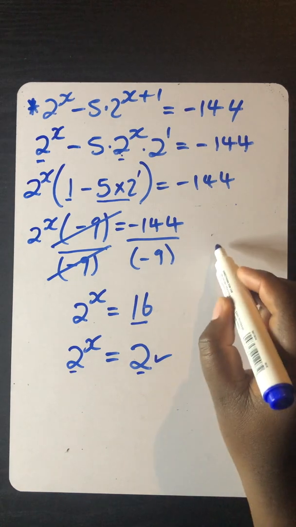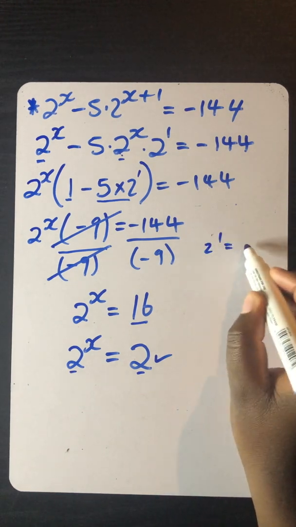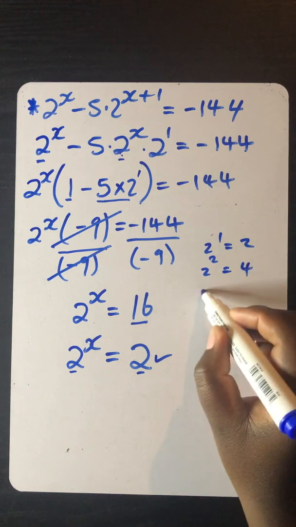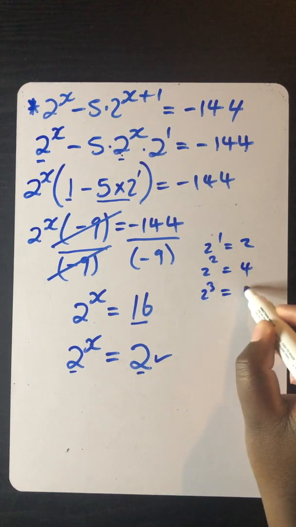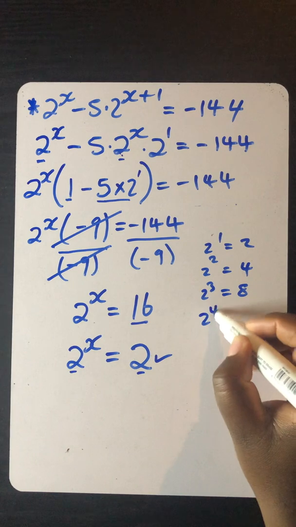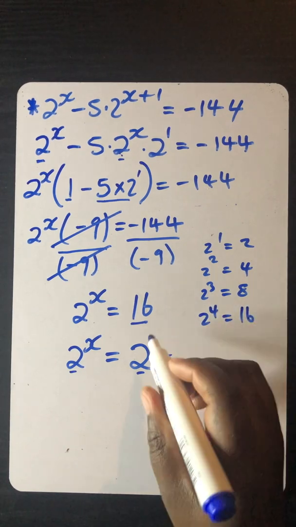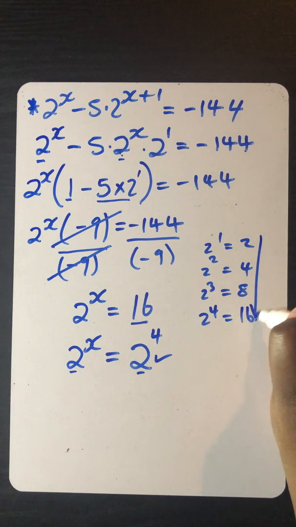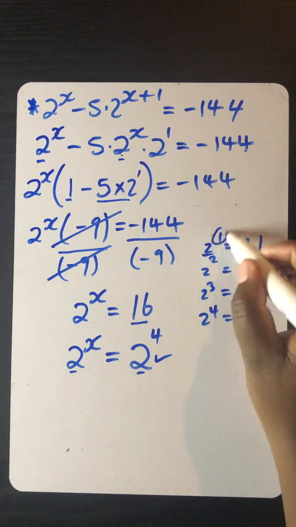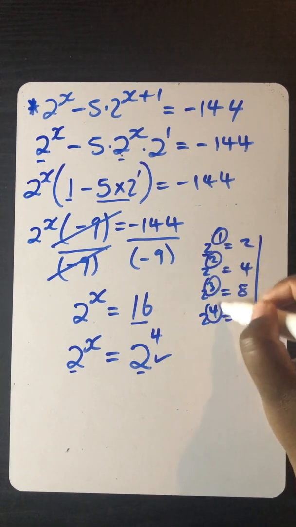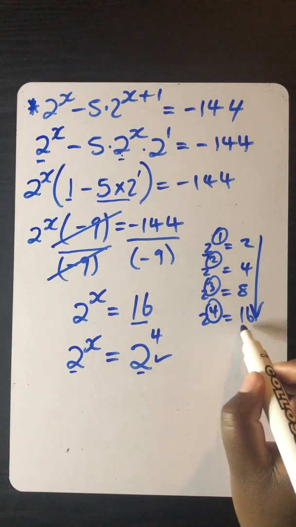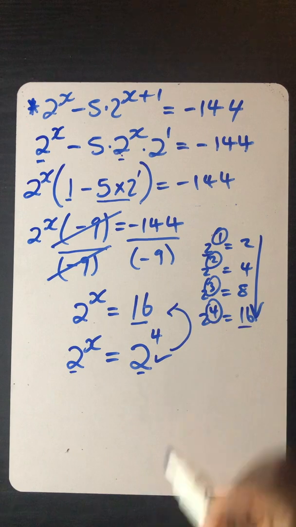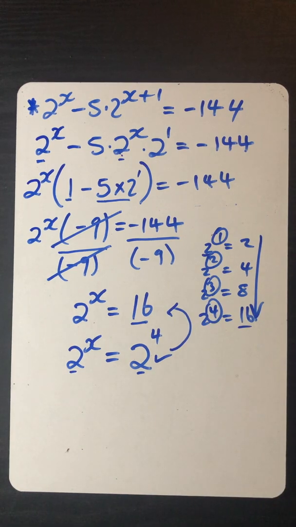Okay, so I'm going to try and say 2 to the exponent 1 is 2, 2 to the exponent 2 is 4, 2 to the exponent 3 is 8, 2 to the exponent 4, this is what gives me 16. So this is what I do quickly on a calculator. I just edit the exponents until I get to a number that gives me 16. So that means 2 to the exponent 4 is the same as 16.